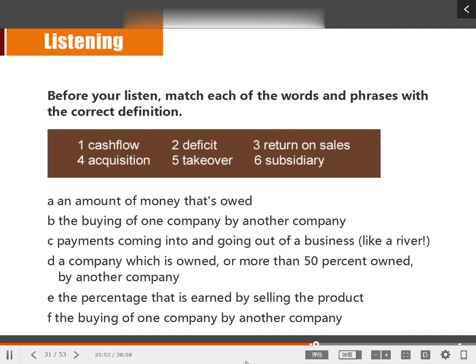Cash flow, deficit, return on sales, acquisition, takeover, subsidiary.